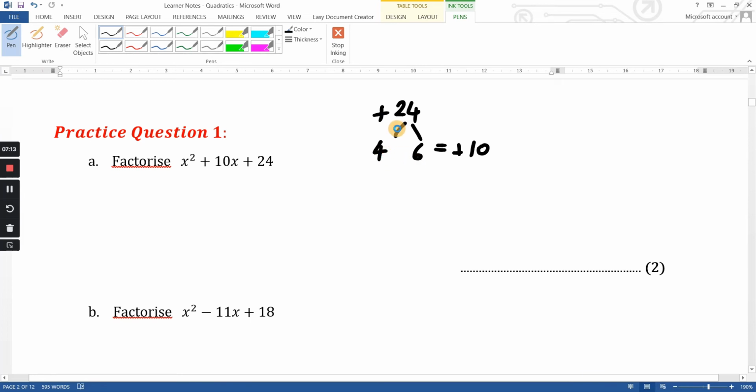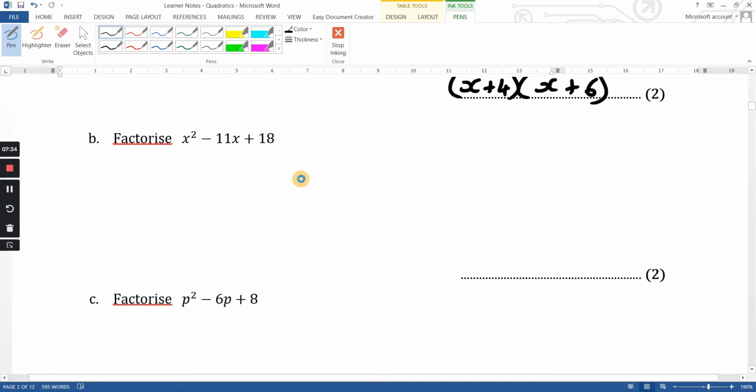Because it's a positive 24, they're both going to be either positive or both negative. In this case, definitely positive. So the answer is going to be x plus 4, x plus 6. And you're done.